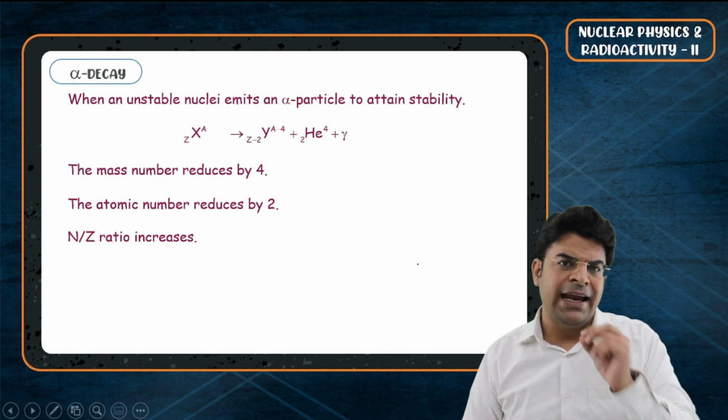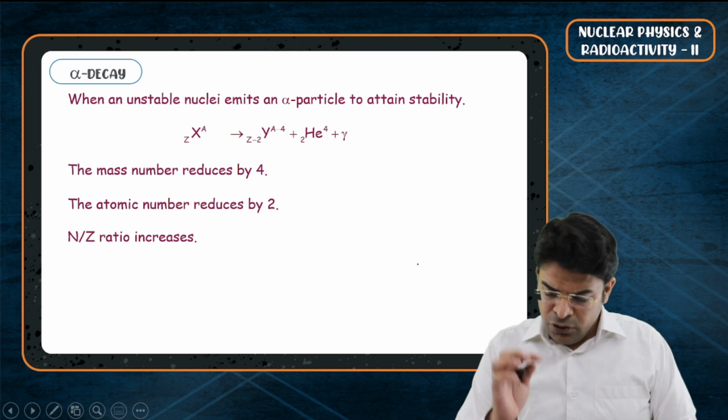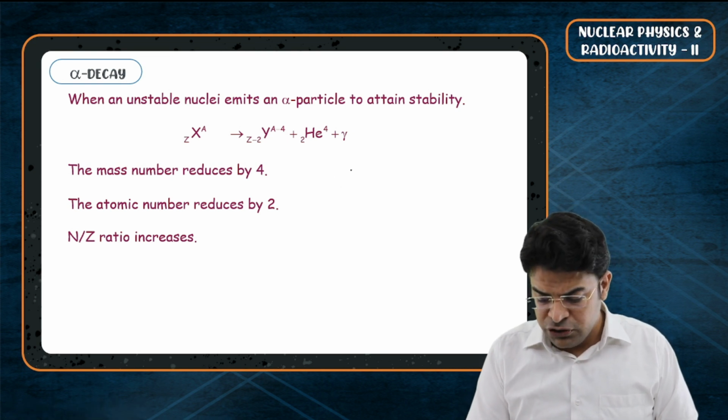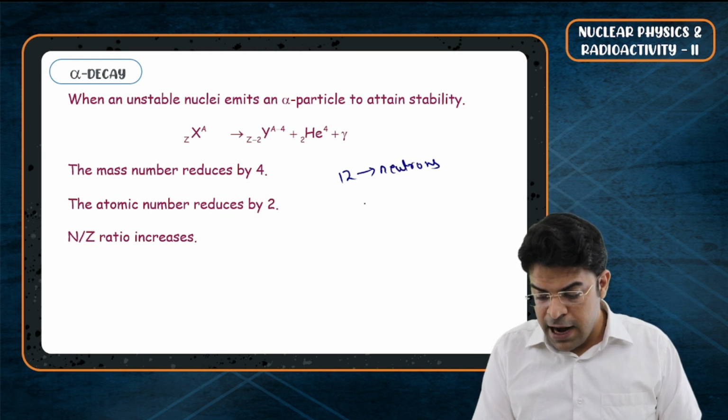Now let's take an example. Let's say you have a particular nucleus in which you have 12 neutrons and 10 protons.